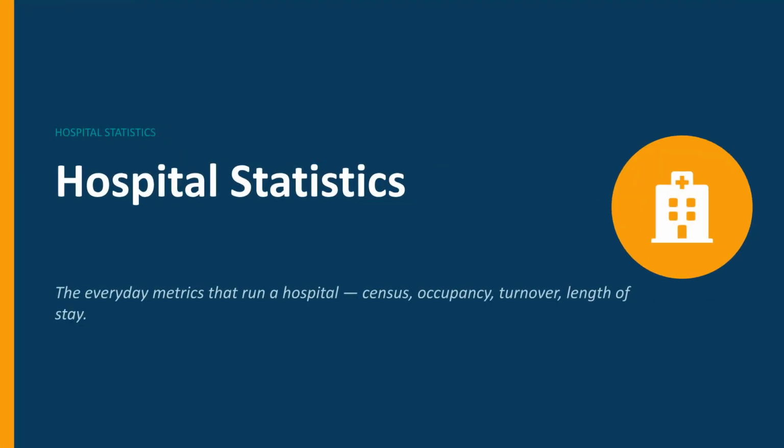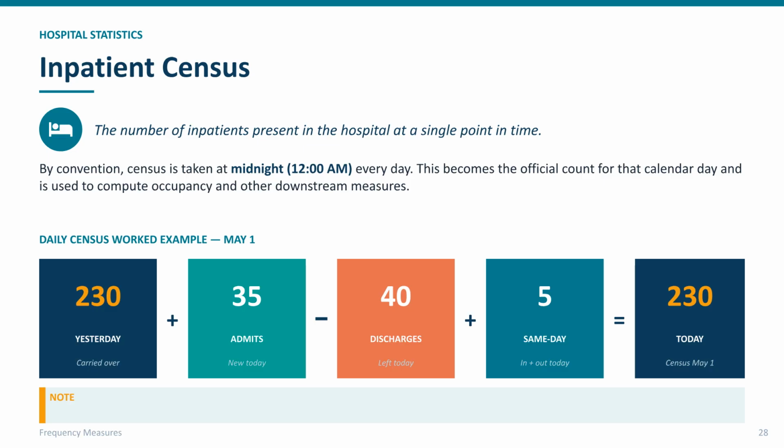Hospital statistics are the daily metrics that keep a facility running. These include census, occupancy, turnover, and length of stay, each serving as a pulse check on operational performance. The inpatient census is the number of patients present at a specific time, usually midnight. This daily count is vital for resource allocation. By adding admits, subtracting discharges, and accounting for same-day patients, we maintain an accurate record of daily occupancy.